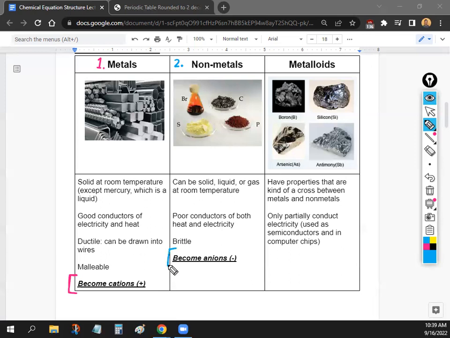And from a chemical perspective, the important part is that they become anions. So they like to become negative.